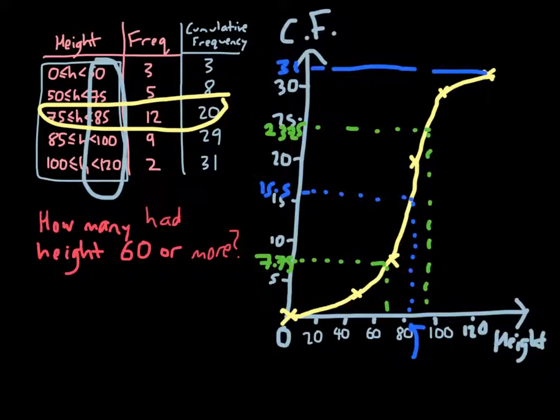You could also answer more wordy questions, so how many had a height of 60 or more. So if you look at 60 on the height axis, and then try and read off on the cumulative frequency axis, that's maybe about 5, but that means that 5 had a height of 60 or less, so the number that was 60 or more would be 31 minus the 5, so that's going to be 26.